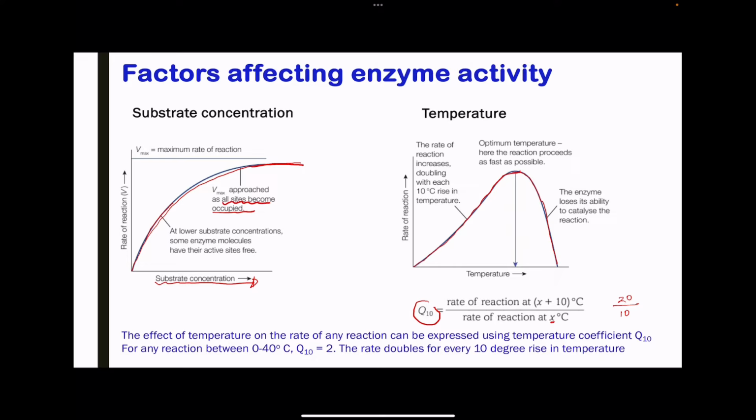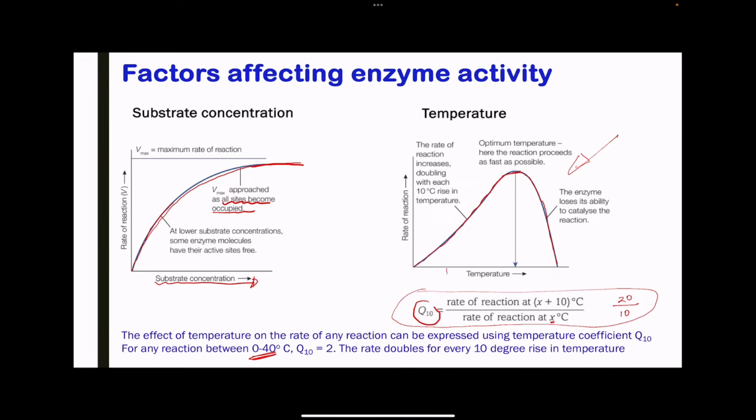Like I wrote here, for any reaction between 0 to 40 degrees, the Q10 is going to be equal to 2 because the rate is going to double for every 10 degree rise in temperature. And this can be observed using this graph here. In the exams, they can tell you to calculate the Q10 for some reactions, so please, you have to be able to read from the graph.